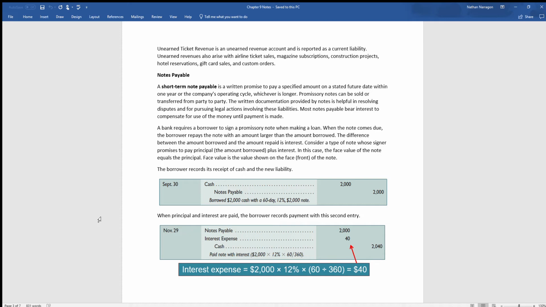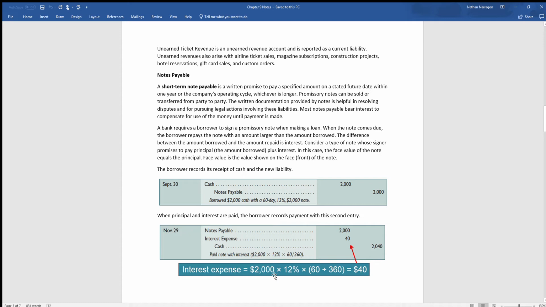So we're going to use that famous formula and take the principal of 2,000 times the 12% annually times 60, because that's how many days, divided by 360. Now remember, always put this in parentheses. Why we do that is basically order of operations. We want to divide first before doing multiplication.